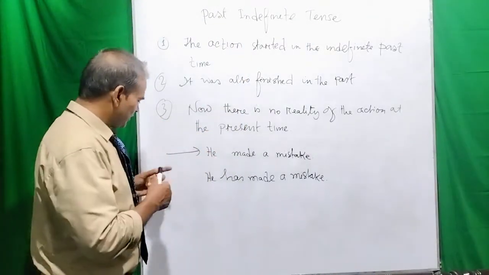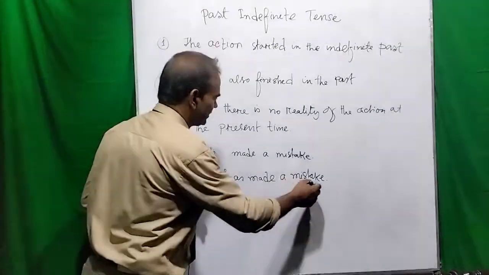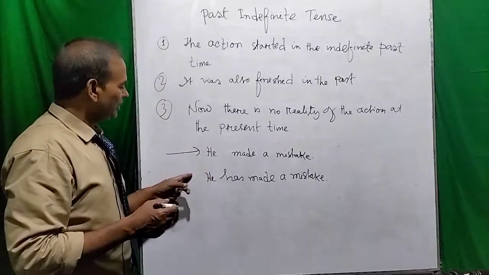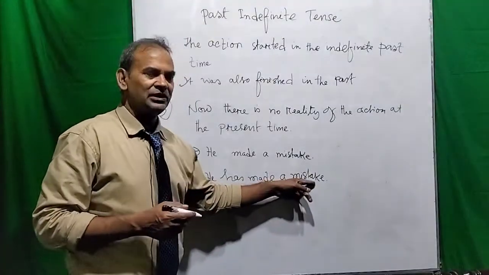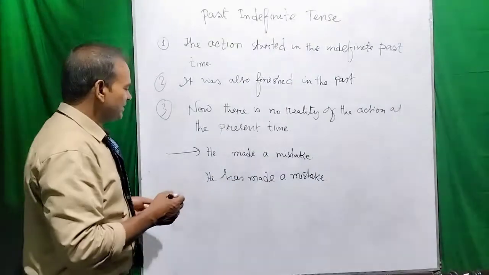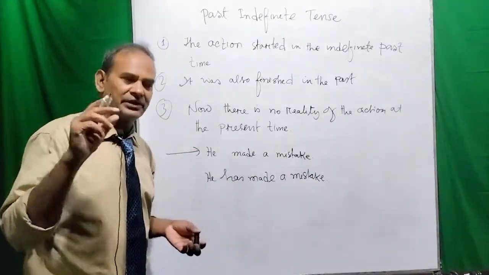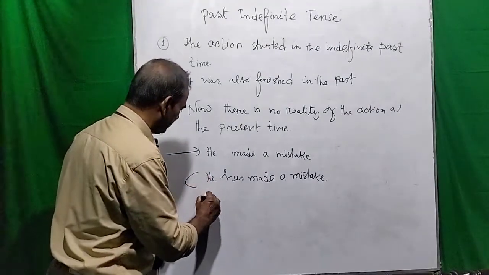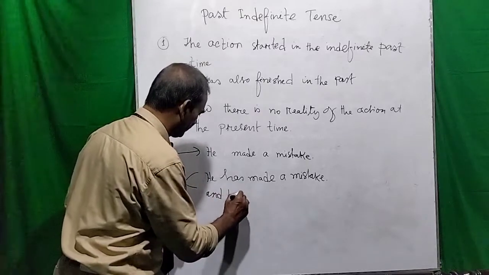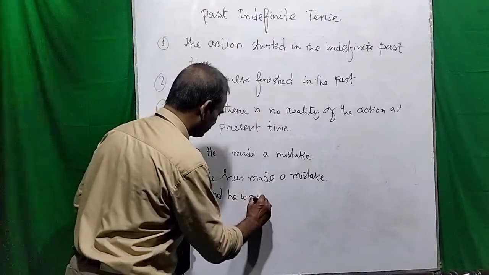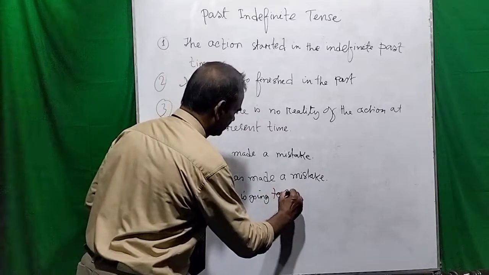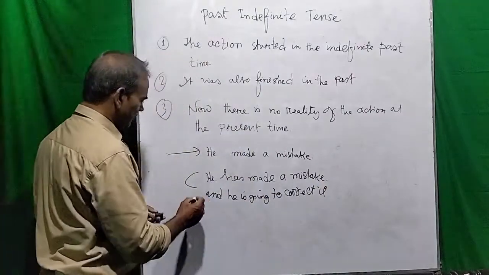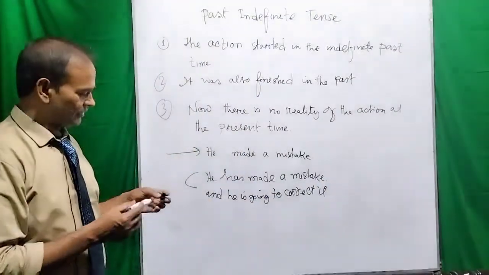But in the second sentence, you see, he has made a mistake. What is the difference you see? The difference is that he has made a mistake. That means he has made a mistake and he is going to correct it. So dear viewers, you see there is a reality in this sentence.